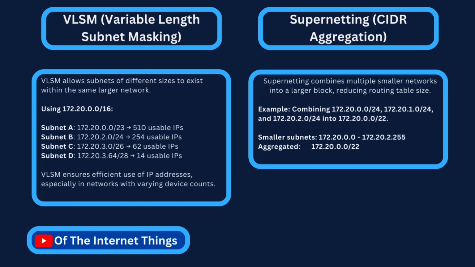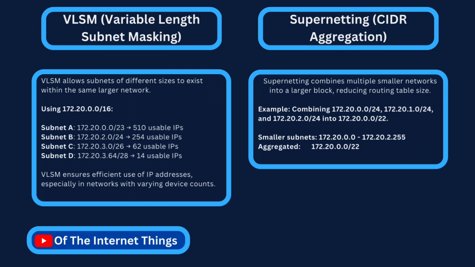VLSM, Variable Length Subnet Masking. VLSM allows subnets of different sizes to exist within the same larger network. VLSM ensures efficient use of IP addresses, especially in networks with varying device counts. Supernetting, CIDR aggregation. Supernetting combines multiple smaller networks into a larger block, reducing routing table size.